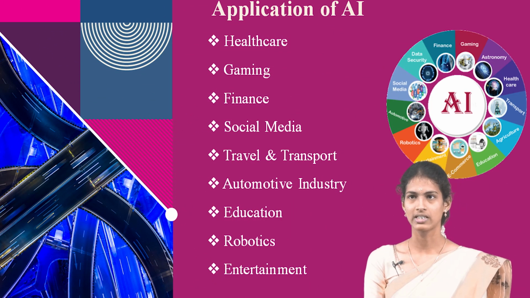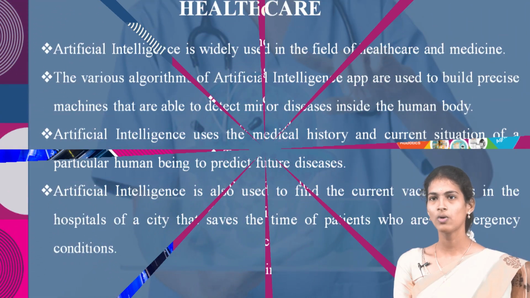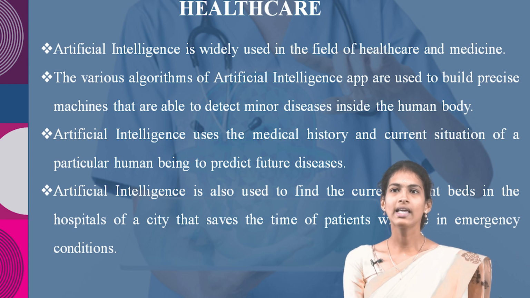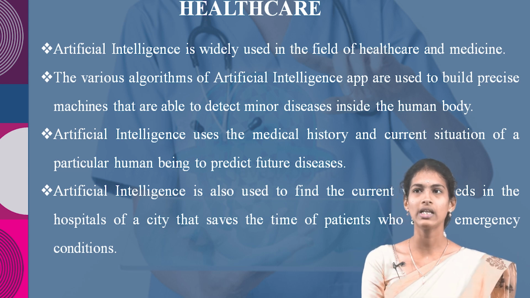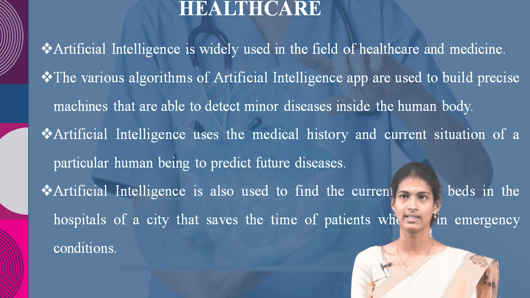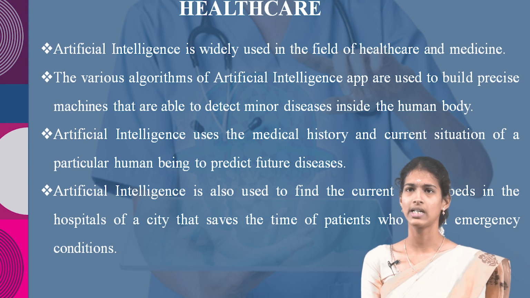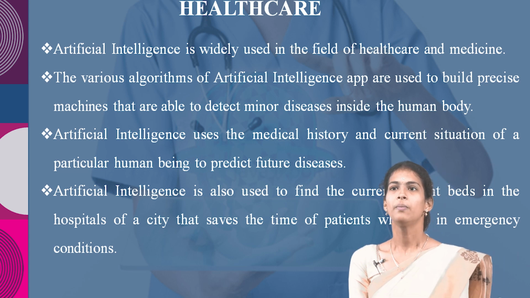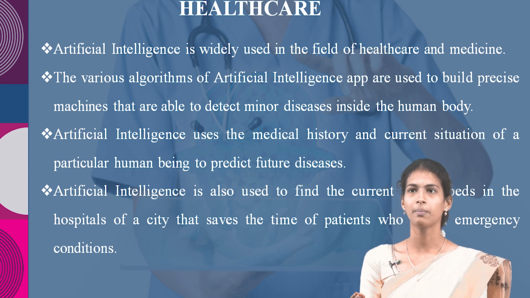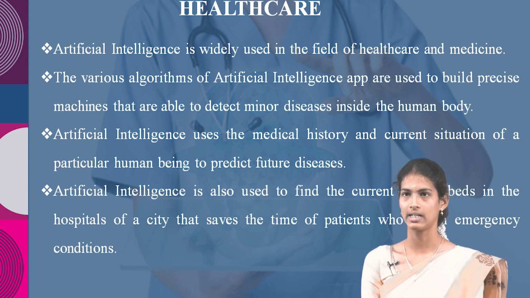Applications of artificial intelligence. First, see these images. The first application is healthcare. Artificial intelligence is widely used in the field of healthcare and medicine. The various algorithms of artificial intelligence are used to build precise machines that are able to detect minor diseases inside the human body also.